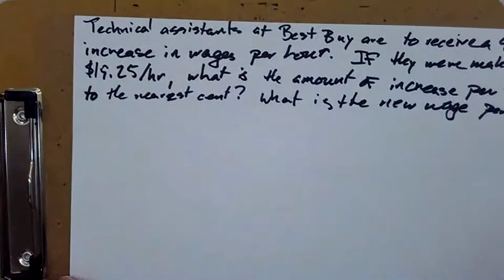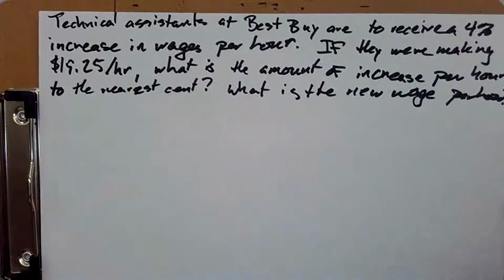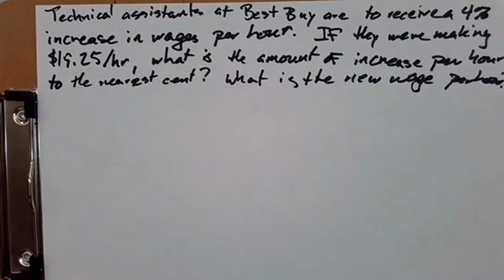Technical assistants at Best Buy are to receive a 4% increase in wages per hour. If they were making $19.25 per hour, what is the amount of increase per hour to the nearest cent, and what is the new wage per hour?